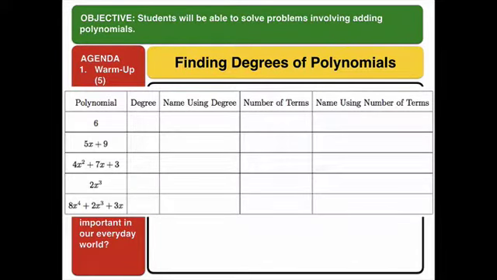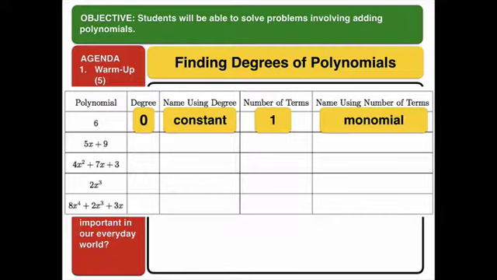So when we look at these things here, the first one, if you look at the 6, the degree is 0 because there's no x's involved. And this is just called a constant because it's just a number. When it's just the number, it's called a constant. There's one term because there's just the 6 by itself. And we would call this a monomial because there's only one. When there's only one number or one set of numbers involved, we call it a monomial.